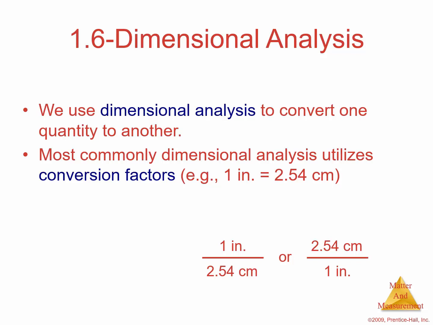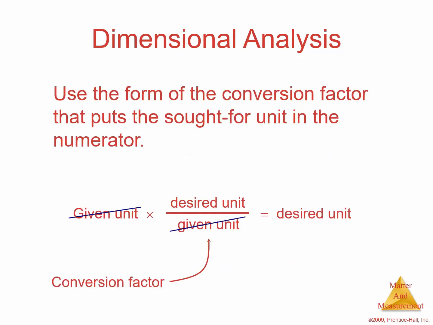In general, we begin any conversion by examining the units of the given data and the units we desire. We then ask ourselves what conversion factors we have available to take us from the units of a given quantity to those of the desired one. As we see here, use the form of the conversion factor that puts the sought-for unit in the numerator. So here, when we multiply a quantity by a conversion factor, the units multiply and divide as follows.